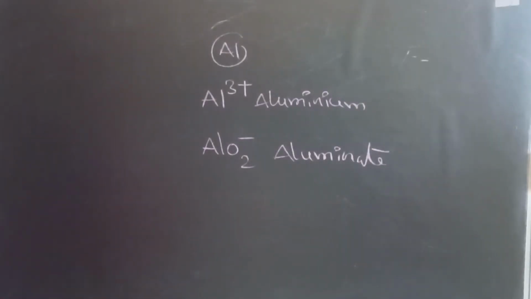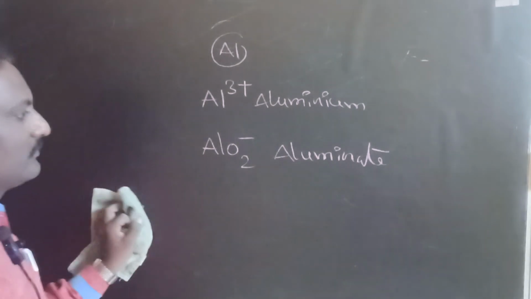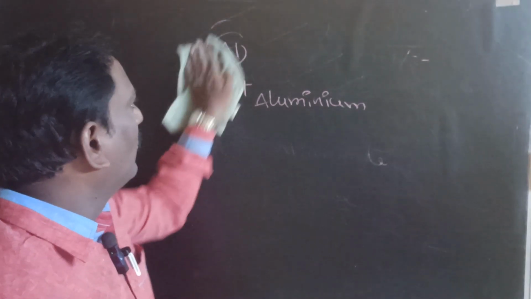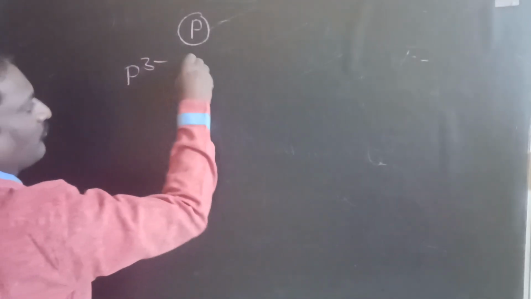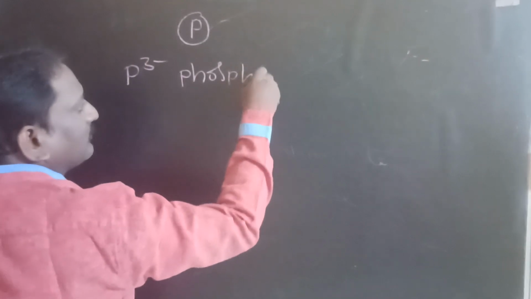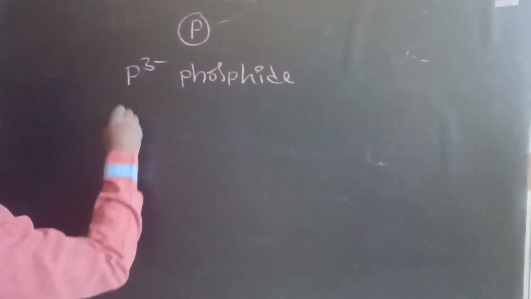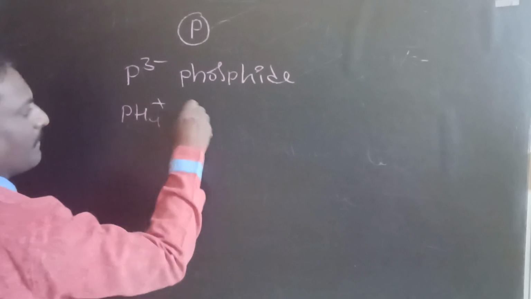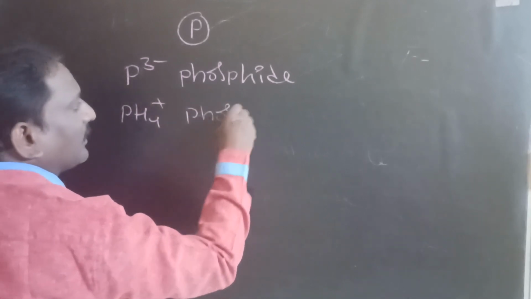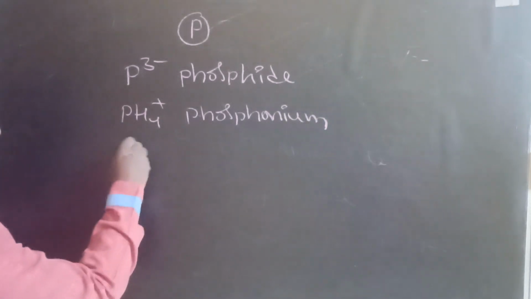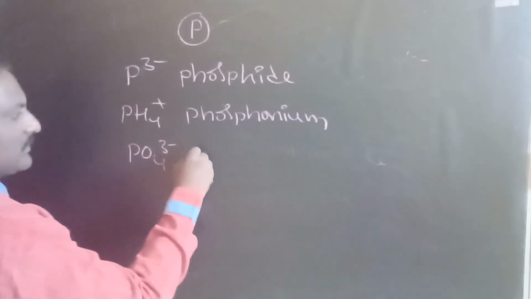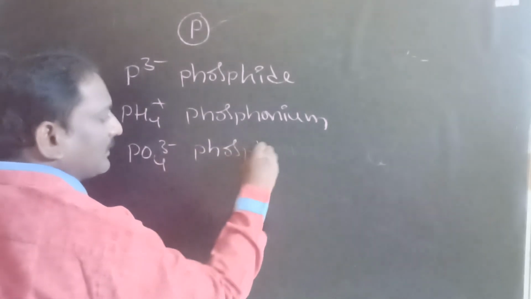Next one, ions based on phosphorus. P3 minus, phosphide ion. PH4 plus, phosphonium ion. PO4 3 minus, phosphate ion.